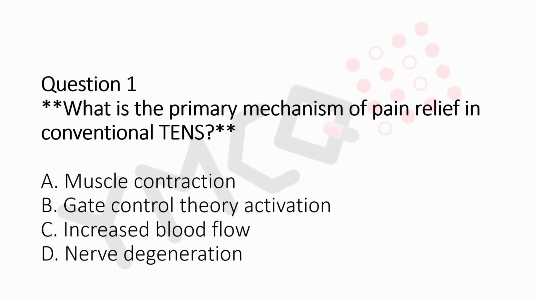What is the primary mechanism of pain relief in conventional TENS? Option A, muscle contraction. Option B, gate control theory activation. Option C, increased blood flow. Option D, nerve regeneration. And answer is option B, gate control theory activation. Now let's move to question number 2.